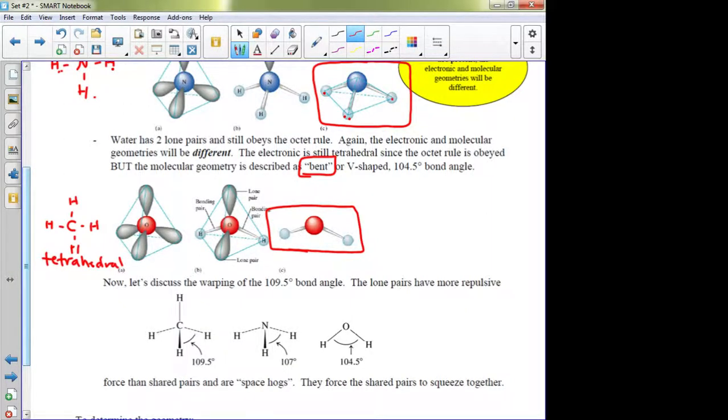So again, we would say there's 1, 2, 3, 4 things on that oxygen, right? So if I asked you for the electron geometry, you would say it was what? Tetrahedral, because there's 4 things. But if I asked you for the shape, we ignore the fact that those lone pairs are there, and we just say, well, it would be in a line, but they made it go bent. So the molecular geometry is bent.